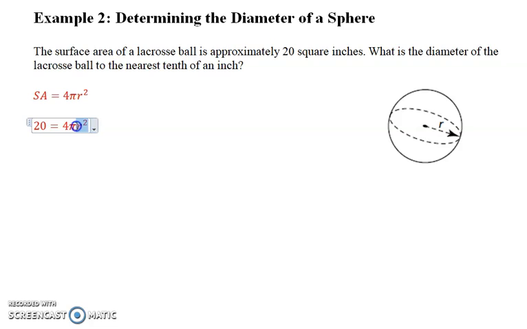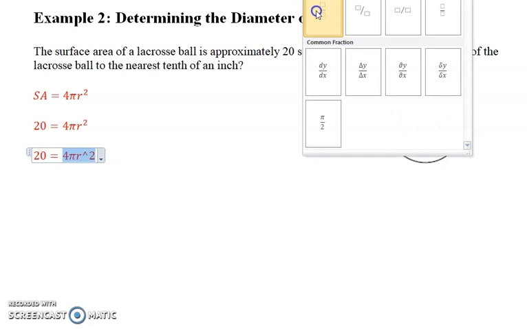Okay. So the first thing I'm going to do here is divide. I'm going to take this and divide each side by 4 pi. All right. So I'll make these fractions.